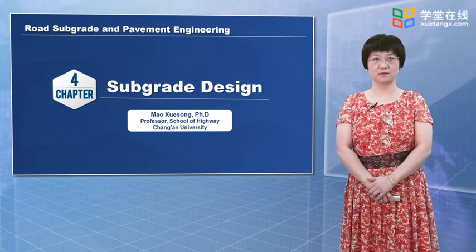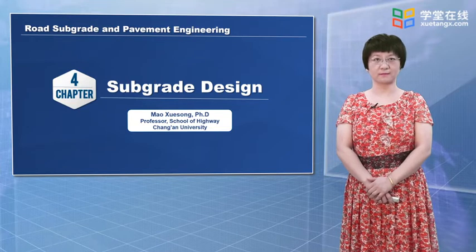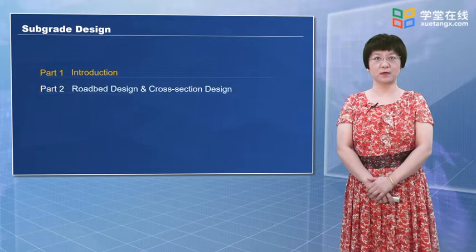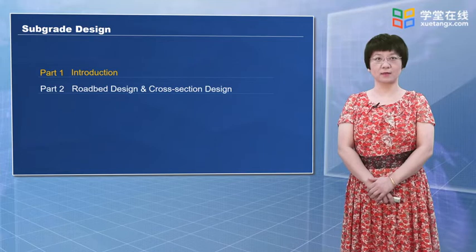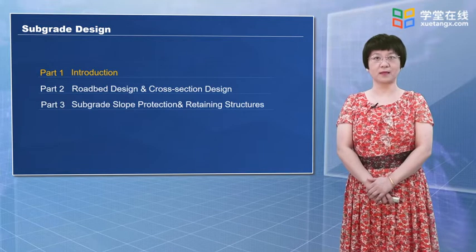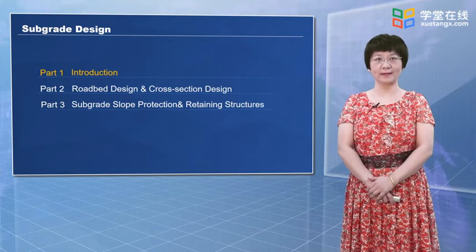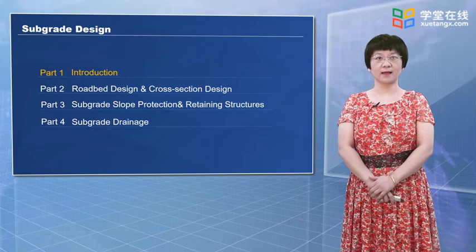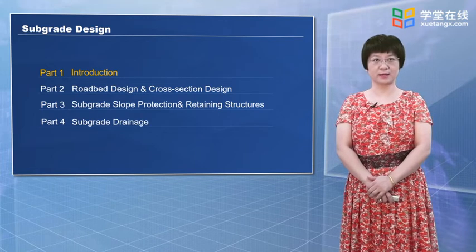JTG D30-2015. This chapter includes 4 parts: introduction, roadbed design and cross-section design, subgrade slope protection and retaining structures, and subgrade drainage.